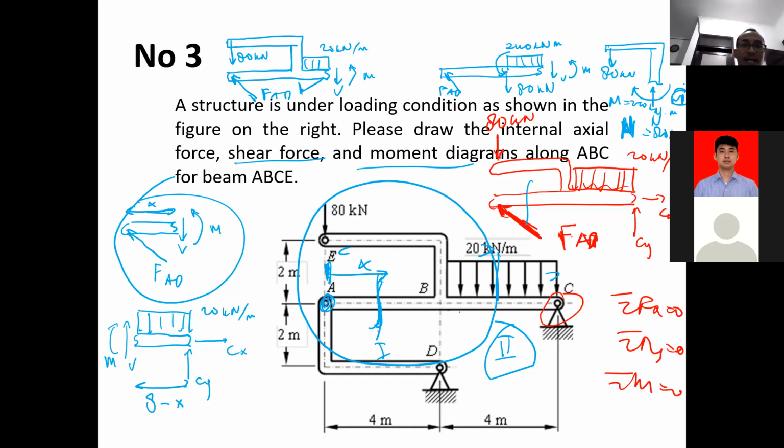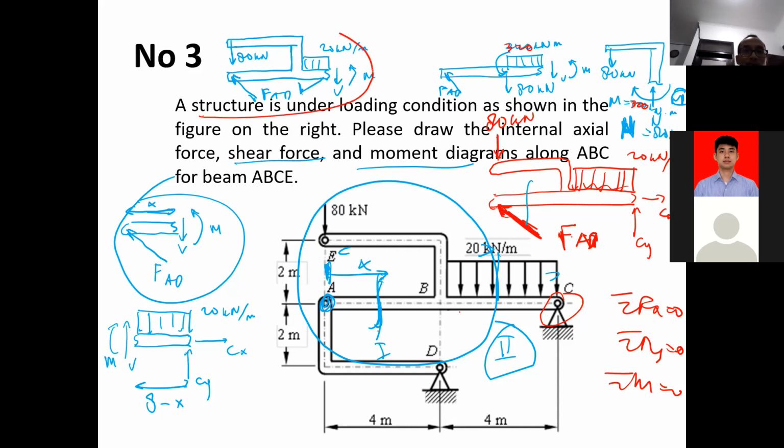Because actually I can cut it here, right? Isn't it supposed to be 80 times 4? Yeah, 80 times 4. So 80 times 4 is 320, right? Okay, sorry. I made a wrong calculation. 320 kilonewton meters. So actually you can do it that way.